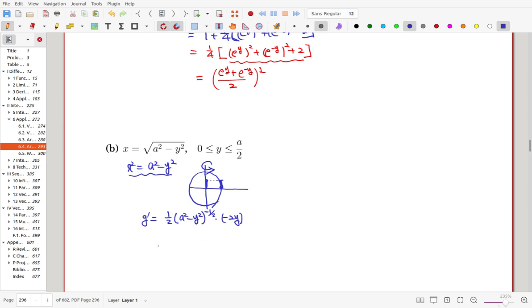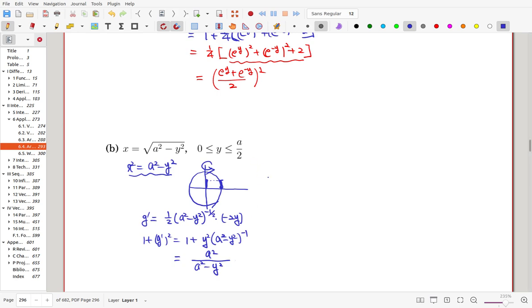The y derivative, so that 1 plus g prime squared will be the same as 1 plus, now minus half and 2 cancel to be minus 1, the square of minus 1 is 1, so that now there is y squared, and then that is a squared minus y squared to the power minus 1, which is the same as a squared minus y squared on the bottom, and then that is a squared minus y squared plus y squared, so that there's a squared, right?